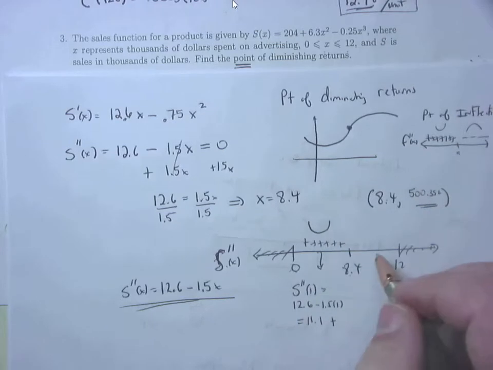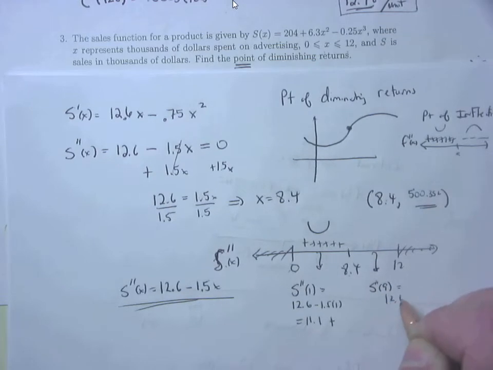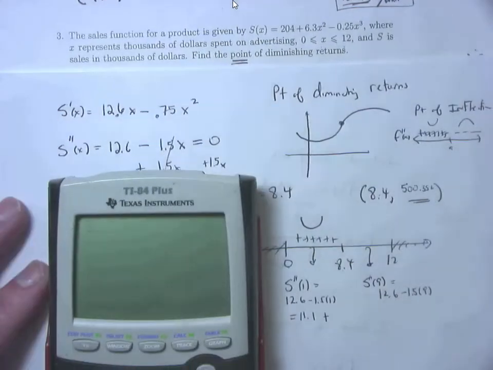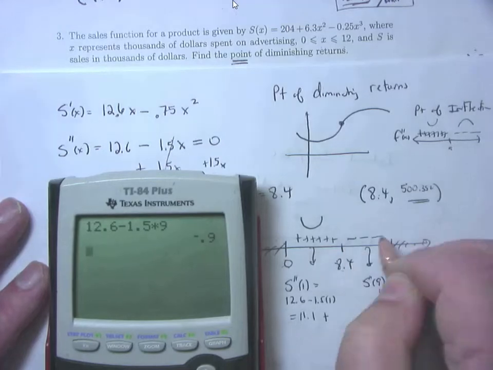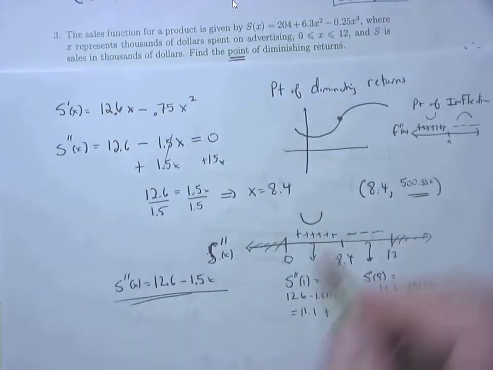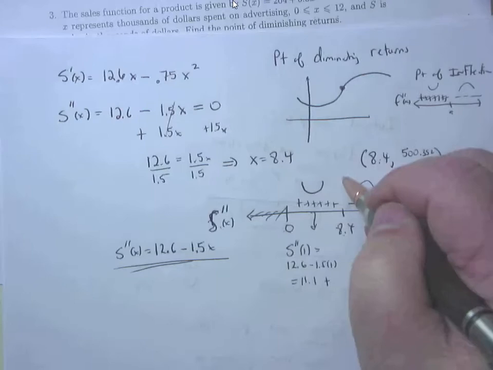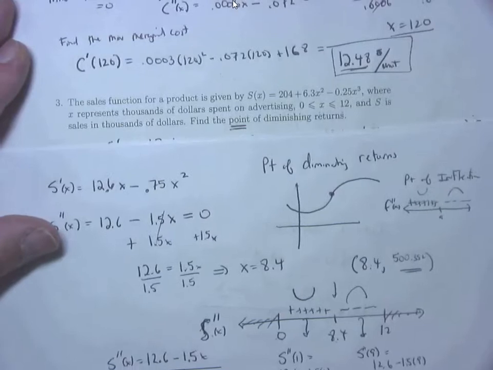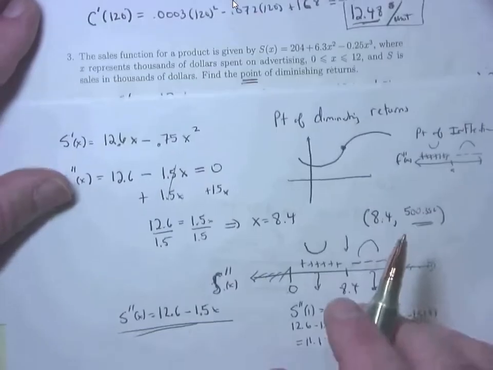Now I'm going to pick a number bigger than 8.4. I choose 9. So f double prime of 9 would be 12.6 minus 1.5 times 9. Again, just plugging that into my handy dandy calculator, 12.6 minus 1.5 times 9 is negative 0.9. I don't care what the number is, it's negative. Now to answer the question. Notice I went from concave up, positive second derivative, to concave down, negative second derivative, which makes this the point of diminishing returns. They actually ask you in the problem to find the point of diminishing returns, and that point is this coordinate point here, but it's actually the x-coordinate.